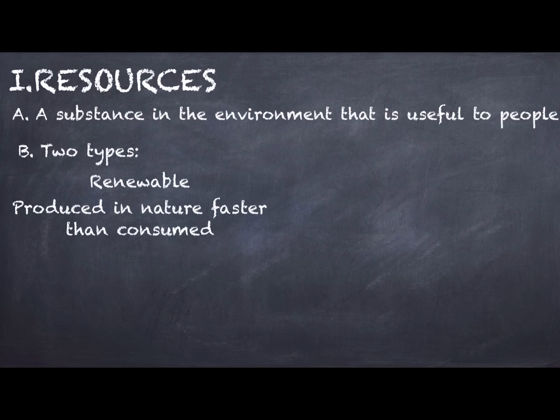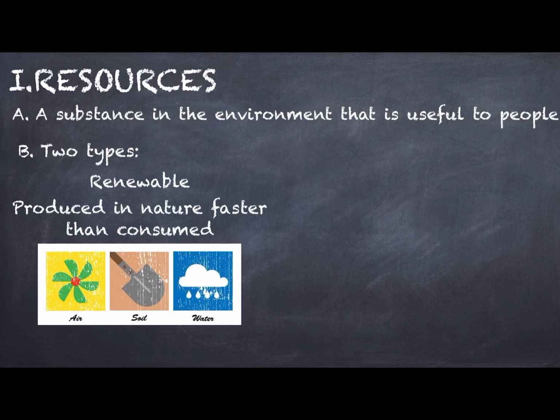First off, we have renewable resources. Renewable resources are produced in nature faster than humans can consume them. They are in abundance. What's an example of a renewable resource? Well, it's air, soil, water on Earth. Those things are produced faster in nature than humans can consume them. Now, how do humans affect renewable resources? That's a question that we have to answer today.